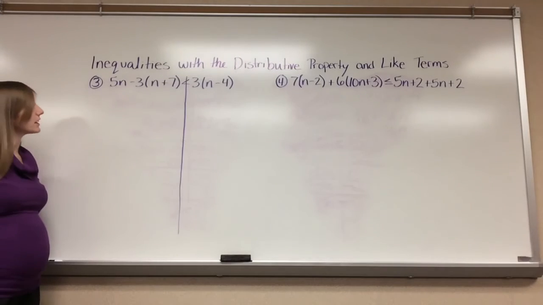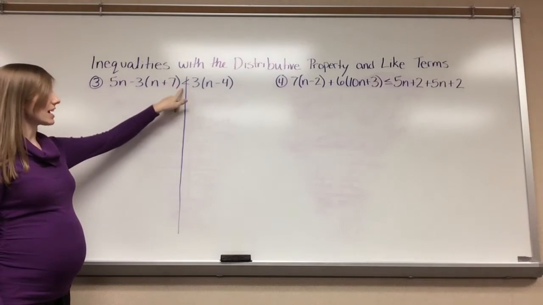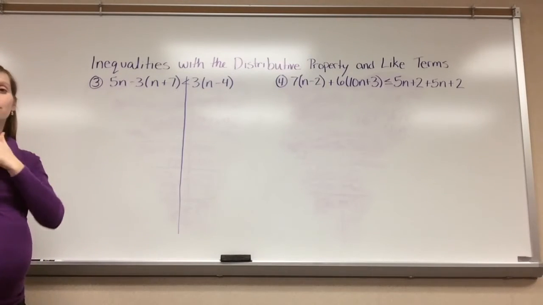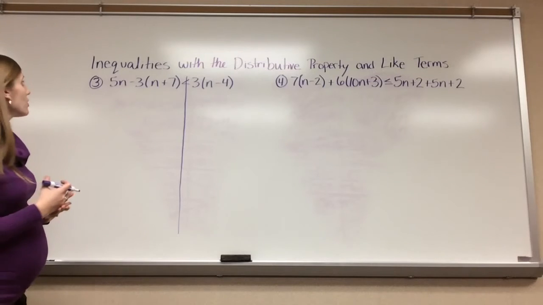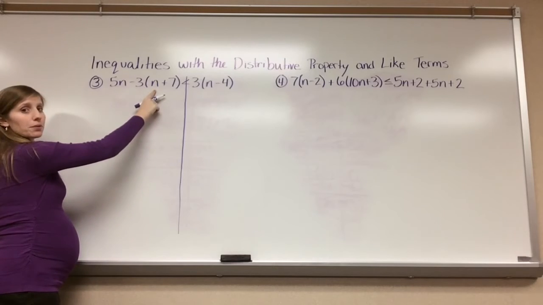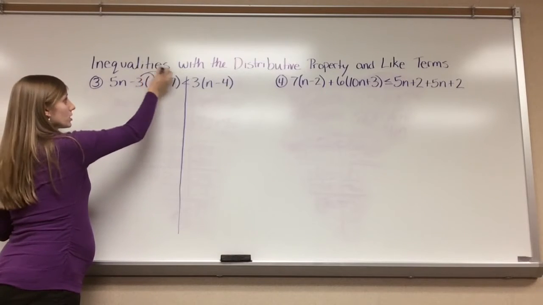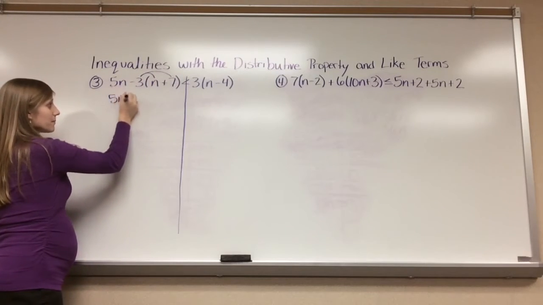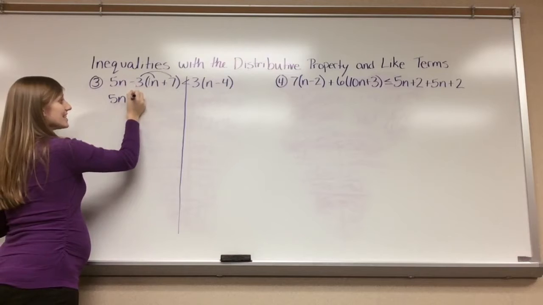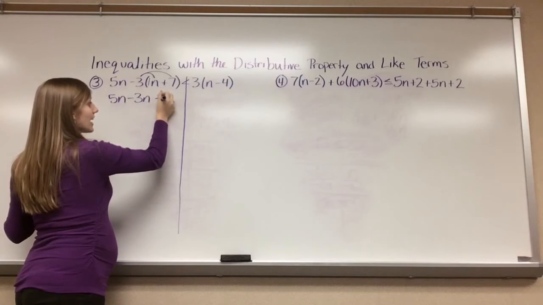For problem number 3, our inequality is 5n minus 3 parentheses n plus 7 is less than 3 parentheses n minus 4. So our first step tells us to do the distributive property. Get rid of the parentheses. So on the left-hand side, I have parentheses right here. There's a minus 3 in front of the parentheses, which means I need to multiply by a negative 3 to both terms. My 5n will stay the same, but negative 3 times this is a 1n. Negative 3 times 1n is negative 3n. And then negative 3 times a positive 7 is negative 21.